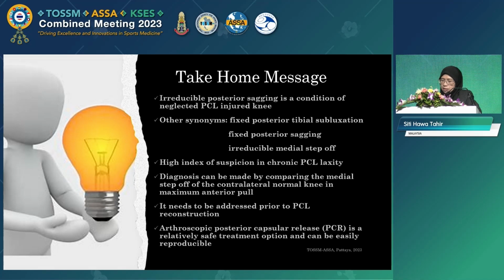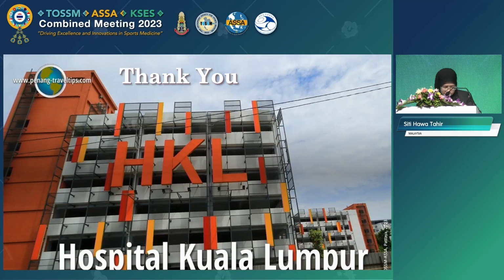Diagnosis can be made by comparing the medial step off with the contralateral knee. Anything less than 10 millimeters, you have to have a high index of suspicion that it can be a posteriorly subluxated knee, and this needs to be addressed prior to PCL reconstruction. Arthroscopic posterior capsular release is a relatively safe treatment option and easily reproducible. With that, I thank you.